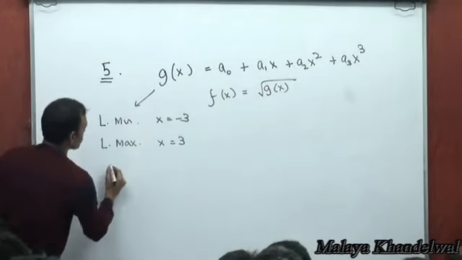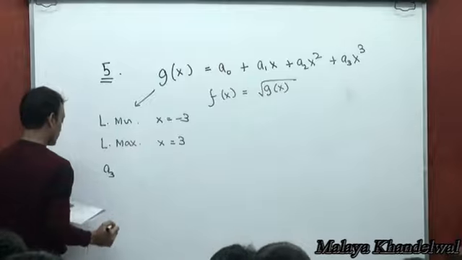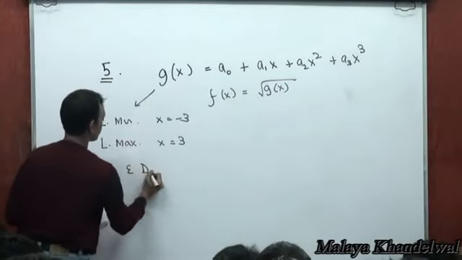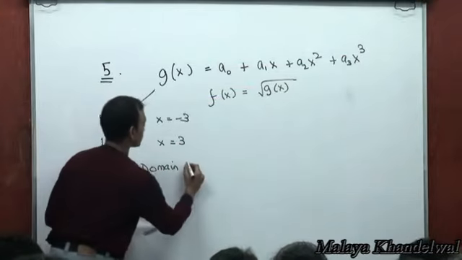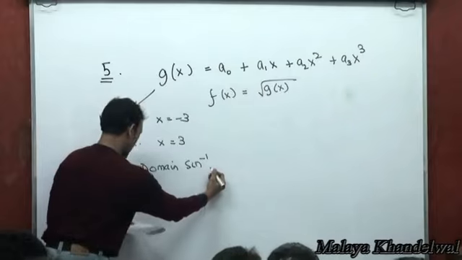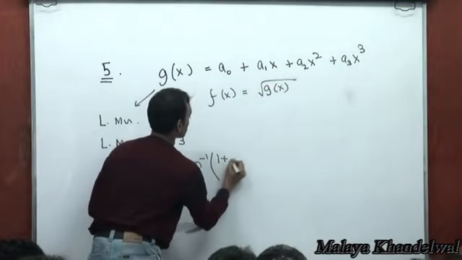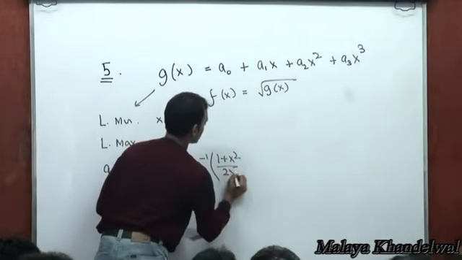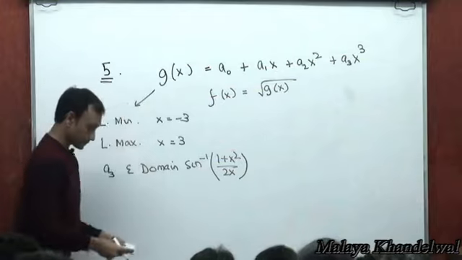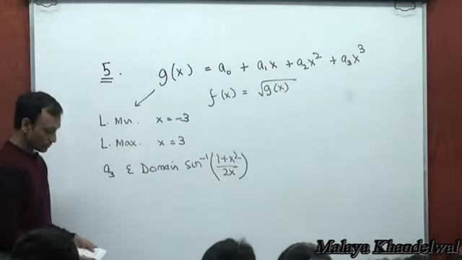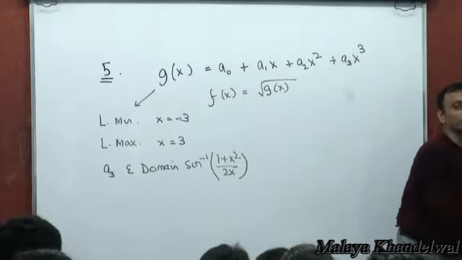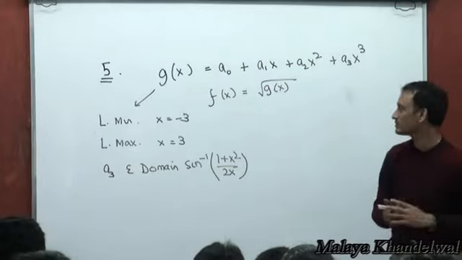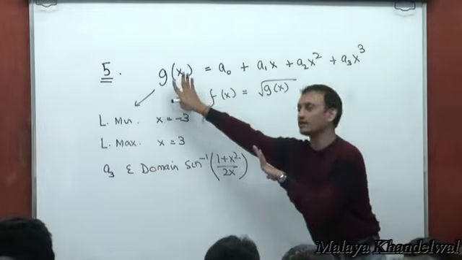A3, one of the coefficients of gx, belongs to the domain of the function sine inverse of 1 plus x squared plus by 2x. Or essentially you need to find the coefficients a naught, a1, a2, a3, etc. Right? So we have gx defined like this.